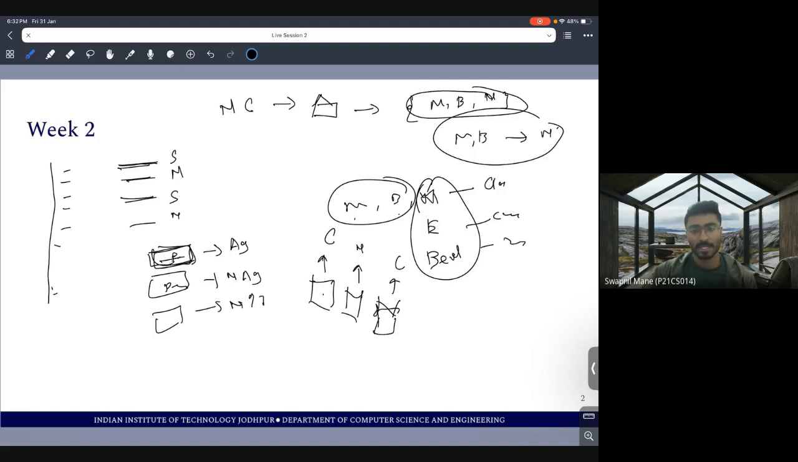So these are the applications. It's not limited to these applications that we have discussed here. There are a lot of applications to do the classification task.